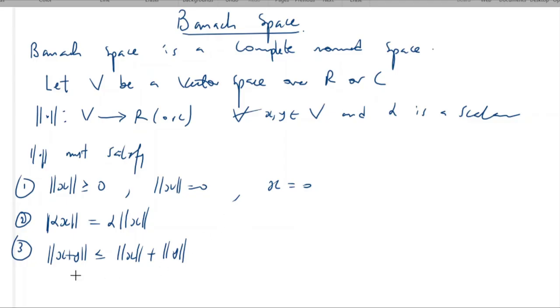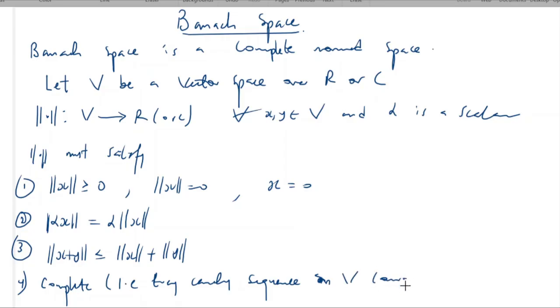Now, if this property is now added, that it is a complete space, that is, every Cauchy sequence in V, that is in vector space V, converges to a limit that is also in V. So if this is what you have written, don't forget, you can add here that a Banach space is a function, this.